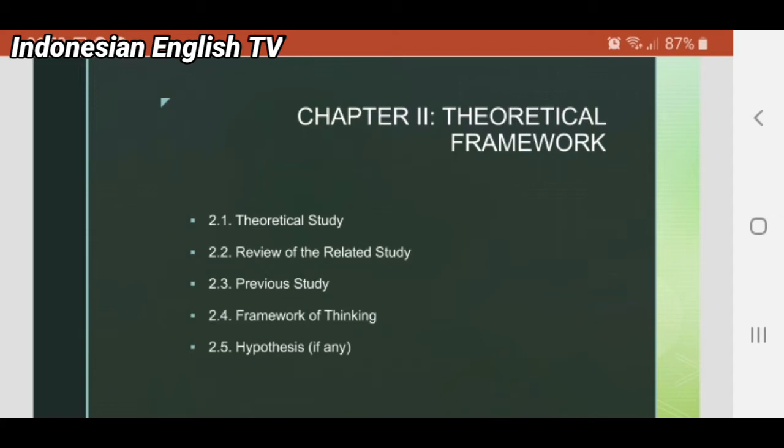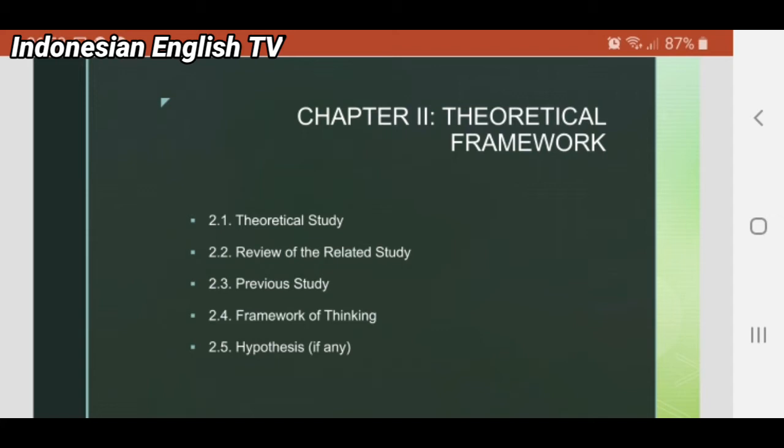And then we move to number 4. There is a framework of thinking, related to the title of your thesis. What is the most important thinking or thought that you need to propose, or search, in your thesis? This is named a framework of thinking.